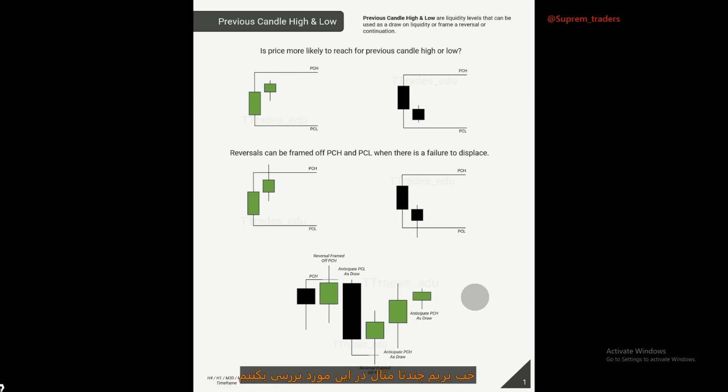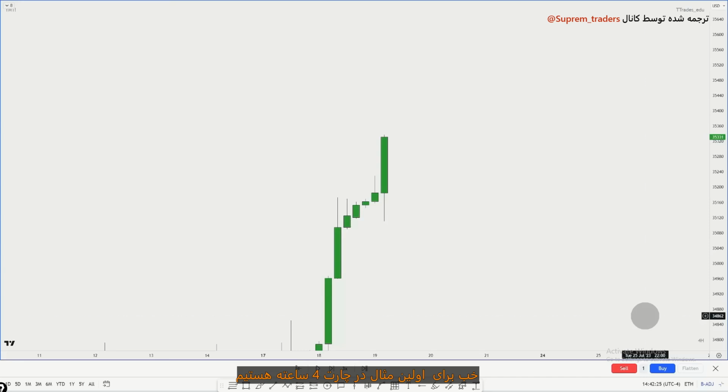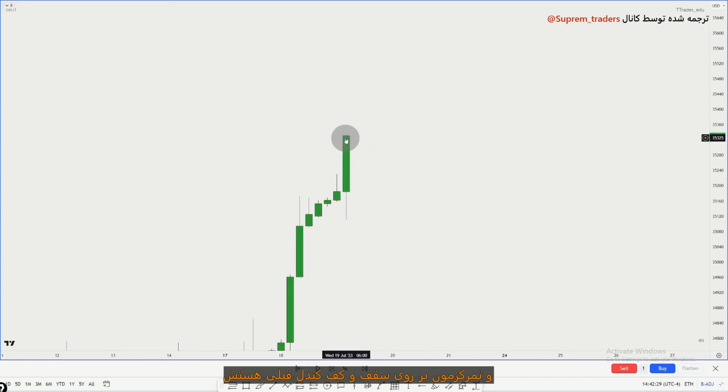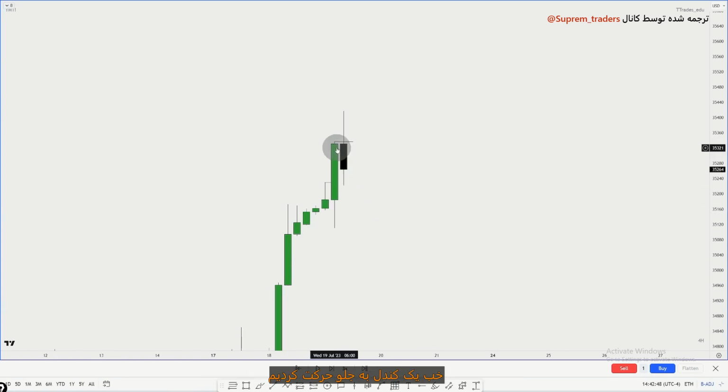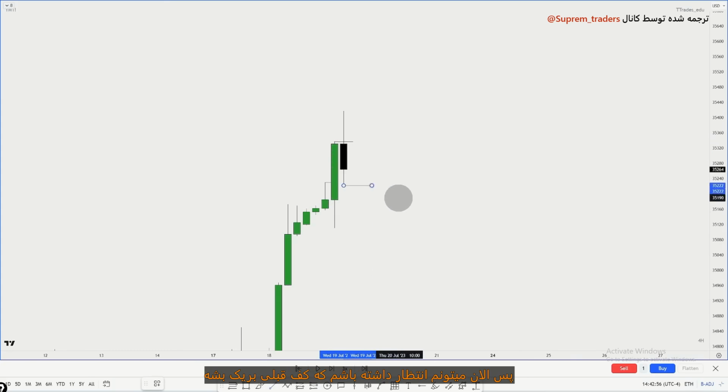So let's take a look at a few examples of this. For this first example, we're going to be on the 4-hour chart here, and we're just going to focus on the previous candle's high and low. So if you notice here, what did this candle do? We took out the previous candle's high. So I could anticipate this current high being taken as well. When we go forward one candle, can we displace out of this range or close outside? No. So now I can expect this previous low to be taken.